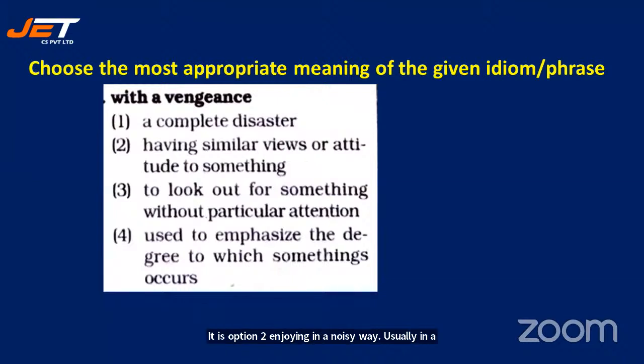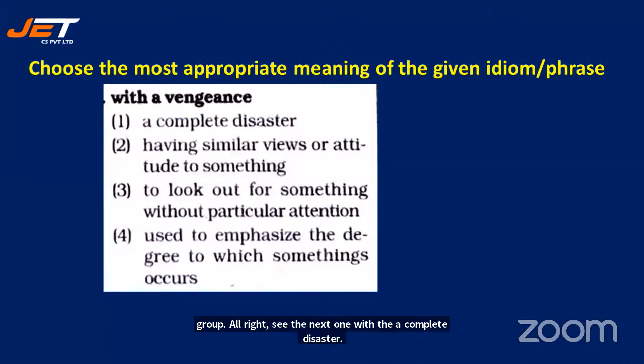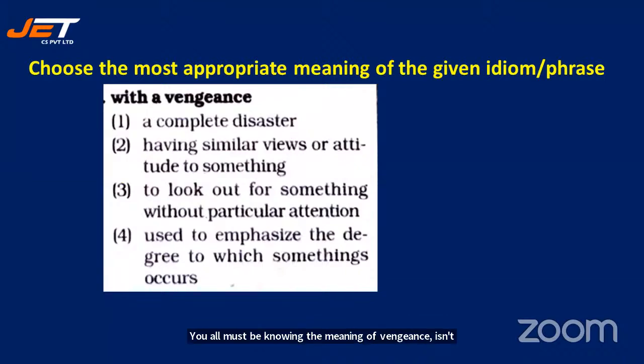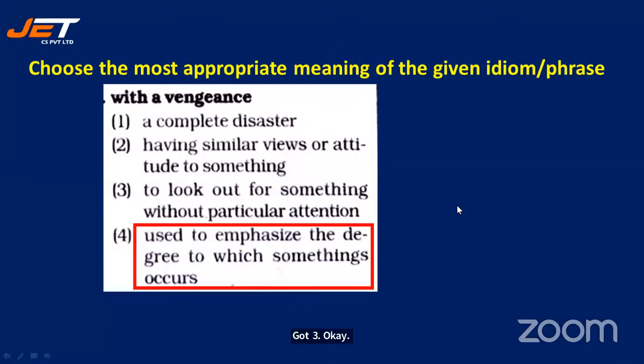With a vengeance, a complete disaster. You all must be knowing the meaning of vengeance, isn't it? Yes. Keeping something in mind, and you don't like the person, so you always try to take a revenge, isn't it? See the second option. Having similar views or attitude to do something. To look out for something without particular attention, used to emphasize the degree to which some things occur. Yes, let me see how many are going to give me the answer. Sai Vardhan, Sandhya, Gayatri. Okay, so there's a mixed answer that I'm getting. Many say option 4. Good. Some say option 3. Yes, anyway, the answer is option 4. Used to emphasize the degree to which some things occur.